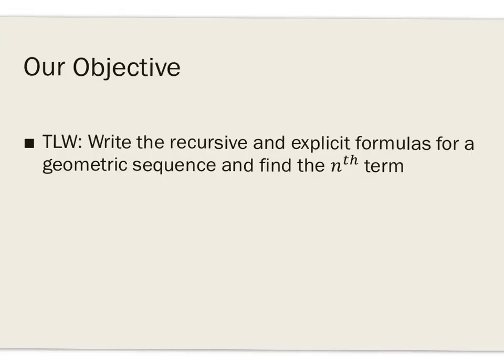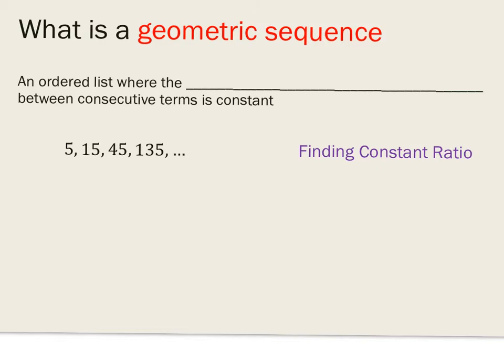And so our overall objective today is that you're going to be able to write the recursive and explicit formulas for a geometric sequence and then be able to find what we call our nth term, which is kind of this unknown value that we'll have that kind of represents any number. So it could represent 1, 2, 3, and so on, or even the 151st term if you want to think of it that way. But that's really what our objective is, to do these two things and write those two formulas for our sequence.